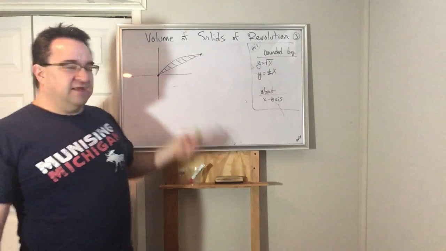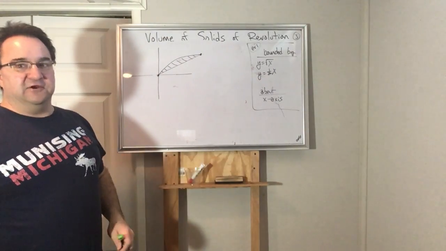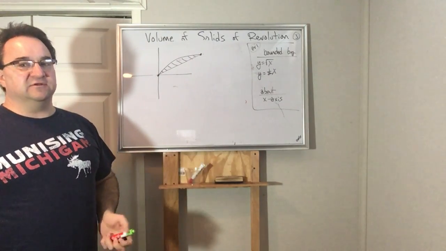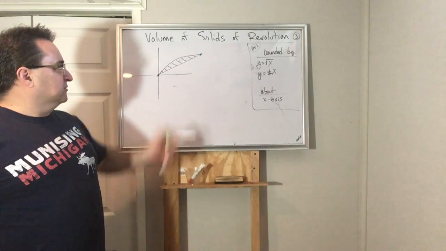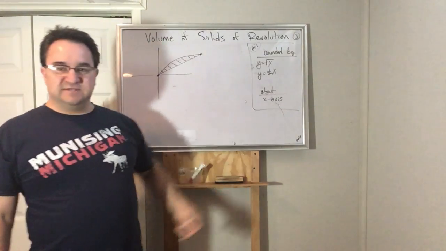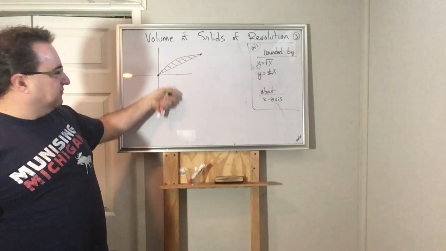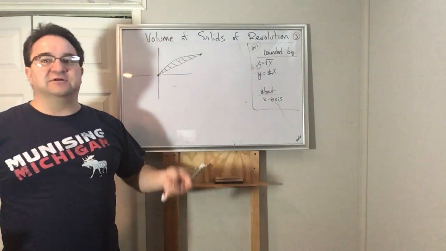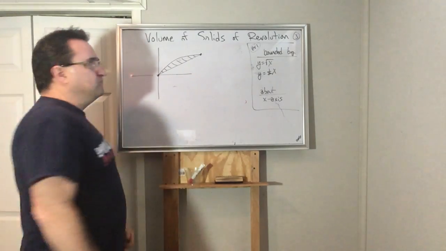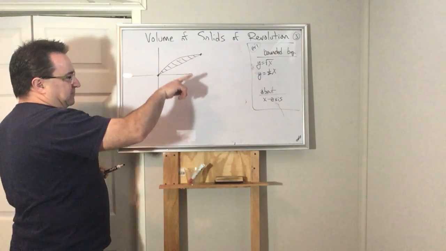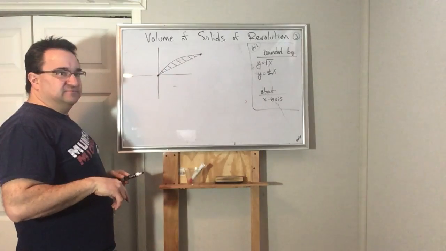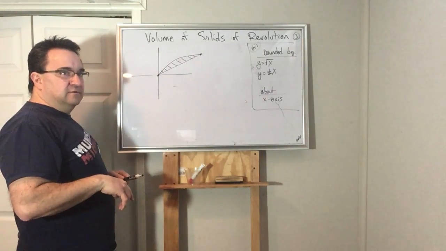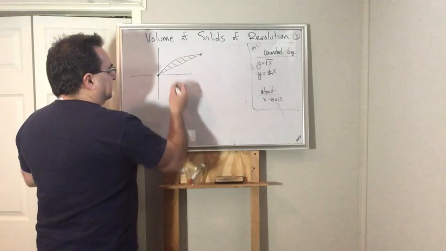So I'm not finding the area. We did that before. That's the area between two curves, and we can do that. What we're going to do is spin this around the x-axis, and it's going to generate a solid. We want to find the volume of that solid that's generated. So in your mind, just picture this going around the axis and creating a solid. Okay, now how does that look?